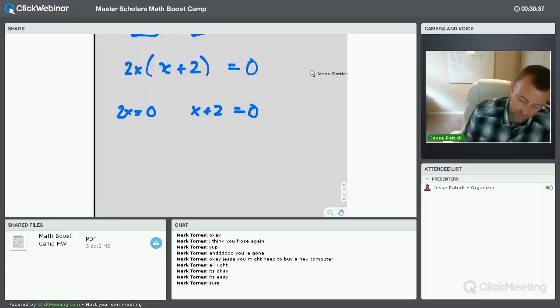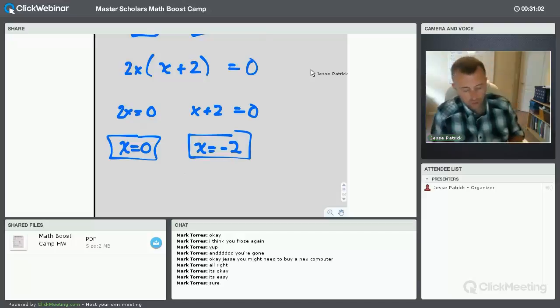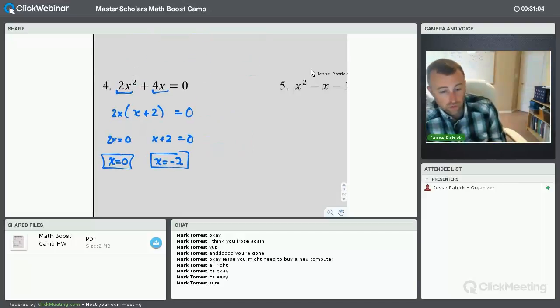So in this case, I solve each of these factors, and this is how you solve quadratics in general. Other than the first examples I gave you, the general rule is to factor it if you can, and set each factor equal to 0. So x equals 0, that's a solution, or an x-intercept. And here I subtract 2, and x equals -2. Those are your 2 x-intercepts on number 4. Again, you have 2 unique answers.